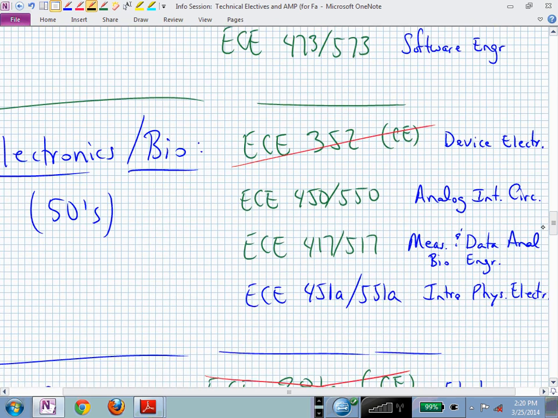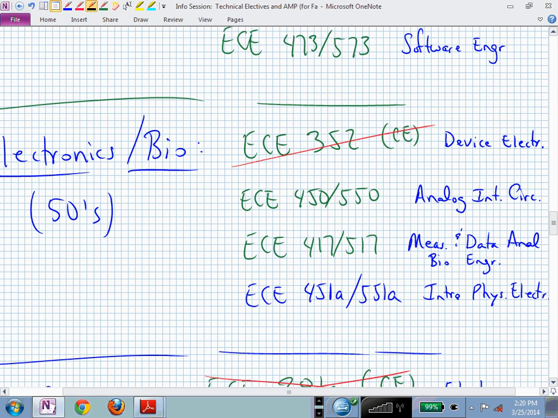473, 573 is software engineering. I'll go through these somewhat quickly. And here, I actually left this on there intentionally and scratched it out to remind myself that 352, I don't know that you can count on that being available in the spring. That's why it has a red line through it.